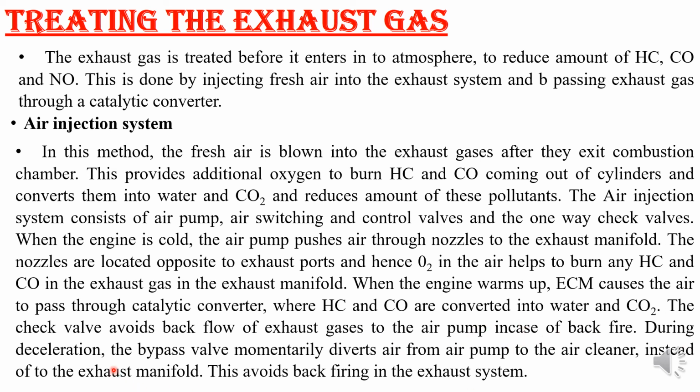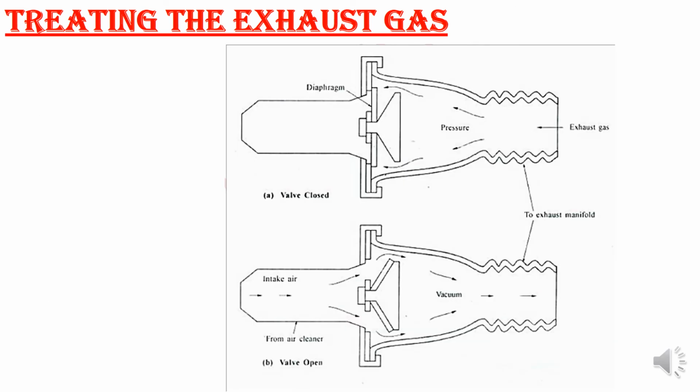During deceleration, the bypass valve momentarily diverts the air from the air pump to the air cleaner instead of to the exhaust manifold. This avoids backfiring of your exhaust system. So this is how the valve lets you control the intake air into your exhaust. Whether the vacuum is provided going into the exhaust manifold and the valve is open, more air will be there. Whenever a backfire happens, this valve will close and the backfire can be avoided. So this is how your valve operates in the air injection system, the air aspiration system.